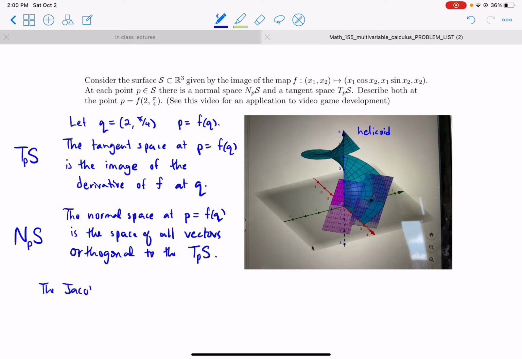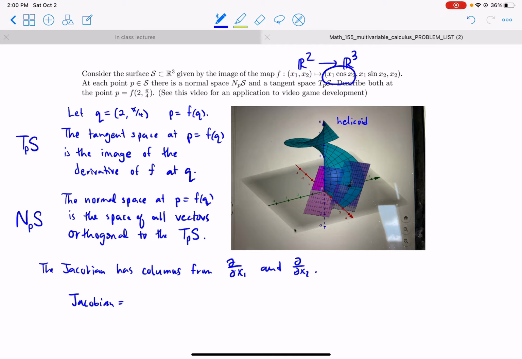The Jacobian has columns coming from the derivative of the two input variables. In this case, our map is from R2 to R3. Well, so we take d by dx1 and d by dx2, and then I'll write Jacobian equals. So now I have to take the derivative with respect to x1 on all three of these, and that's my first column of the Jacobian matrix. Now I take the derivative with respect to x2 of each of these. Okay, and those are my two columns of the Jacobian.